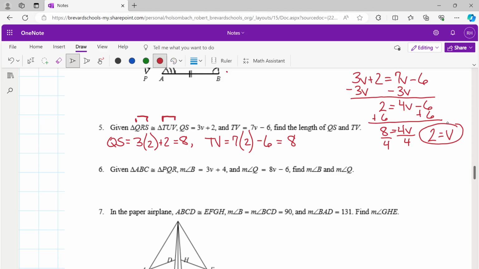And by substituting your value of V into both of these expressions, you're double checking your work. Meaning, if you get the same length for both sides, then your math was correct.